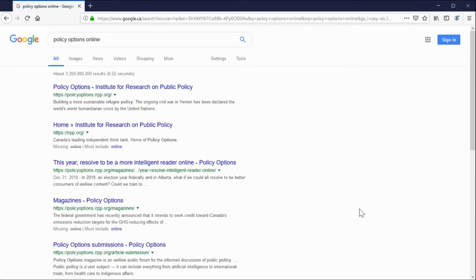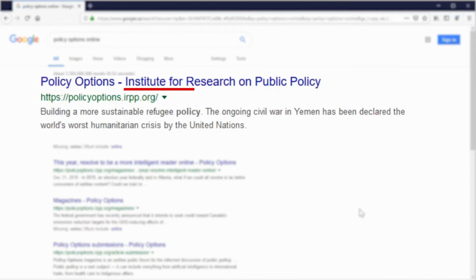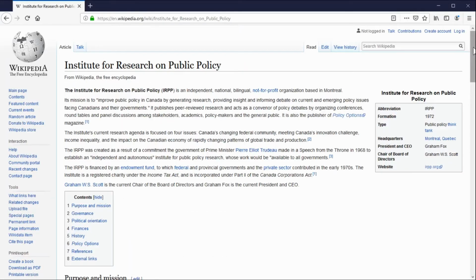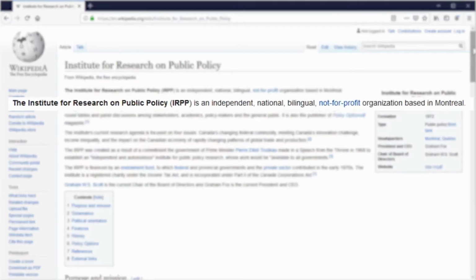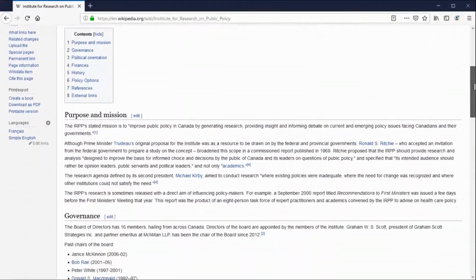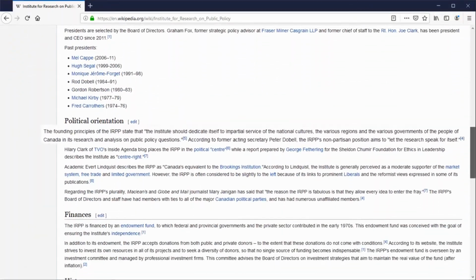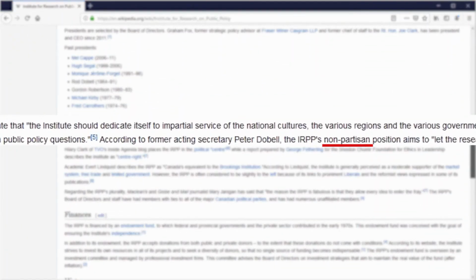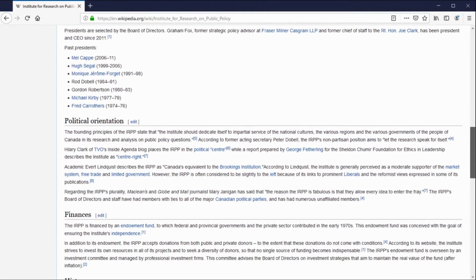We can see that Policy Options is produced by the Institute for Research on Public Policy. Checking out the Wikipedia page on this group, we can see that the Institute is an independent, not-for-profit think tank. Looking further down the page, we can see the organization is dedicated to nonpartisan aims and overall impartiality. This is looking pretty good. There doesn't seem to be any important issues with authority or bias here.